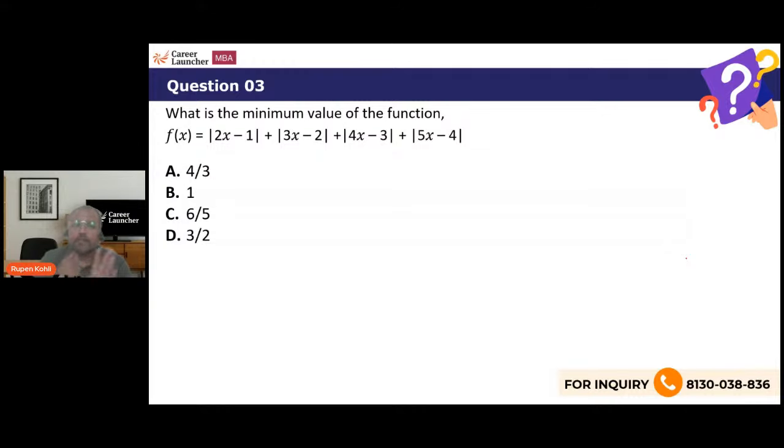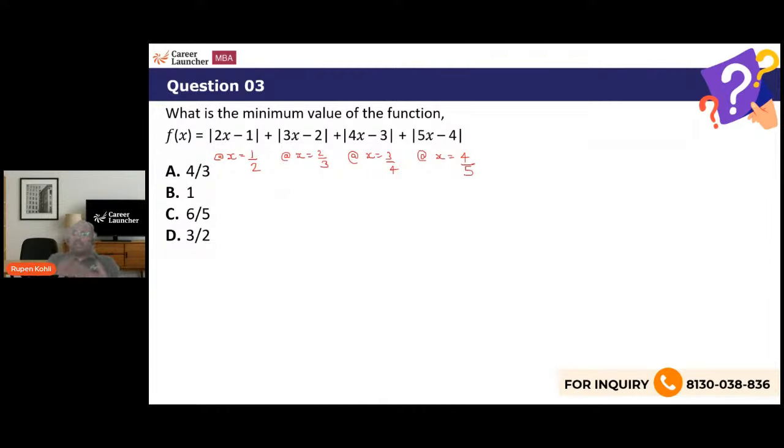Each of these terms, individually, when it becomes equal to 0, is the point around which the function changes its definition. So for example, the first term is mod of 2x minus 1. When x is half, 2x minus 1 equals 0, so this term would go to 0. When 3x minus 2 is 0, which means x is 2 by 3, this term would go to 0. When 4x minus 3 is 0, which means x is 3 by 4, the third term would go to 0. And likewise, this term goes to 0 when x is 4 by 5.